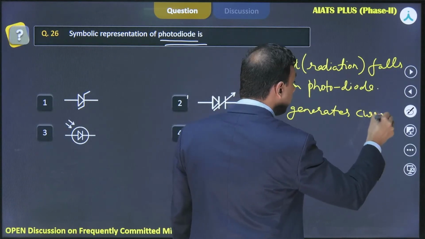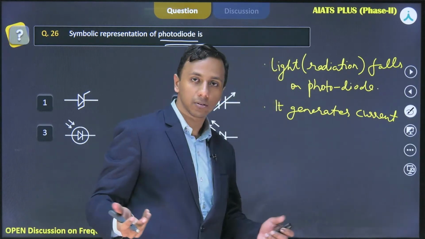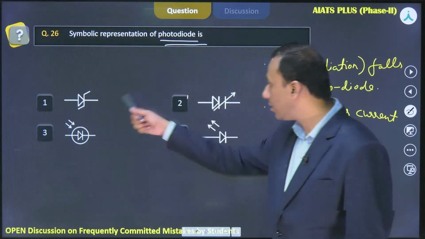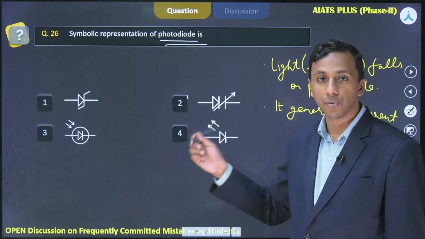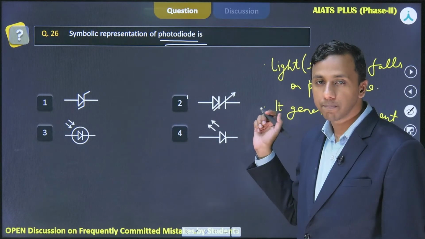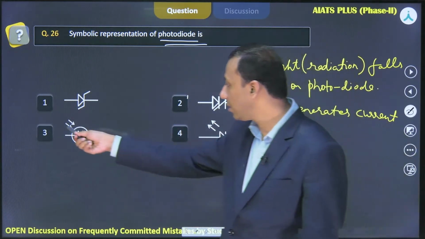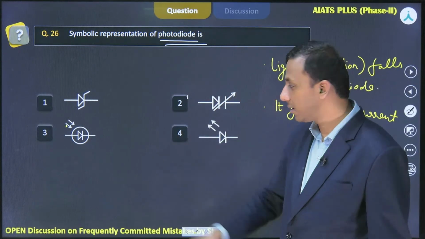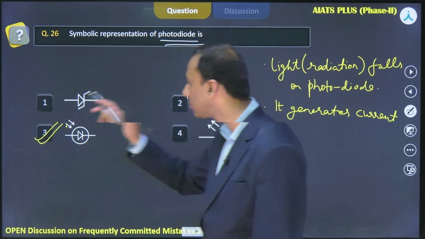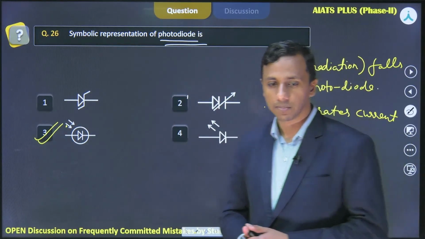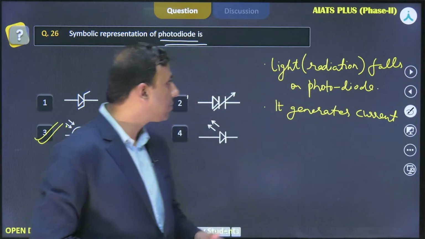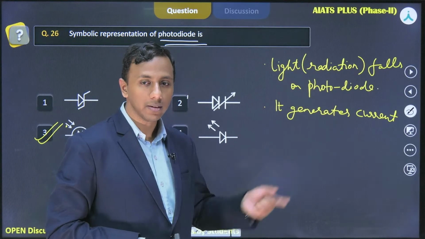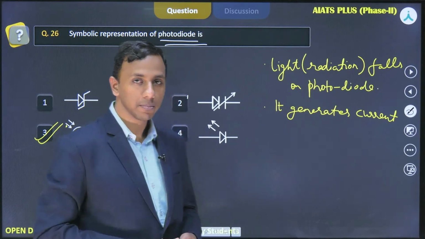And it generates current because of this, right? And if you see the option, let me stand over here. There is only one option that tells you which light is falling on it, right? Light means an arrow. See here, which arrow shows something falling on it? It is this one. You can remember it like this. And it's an important optoelectronic device, which we also call by this name. So I hope you have taken note of it.